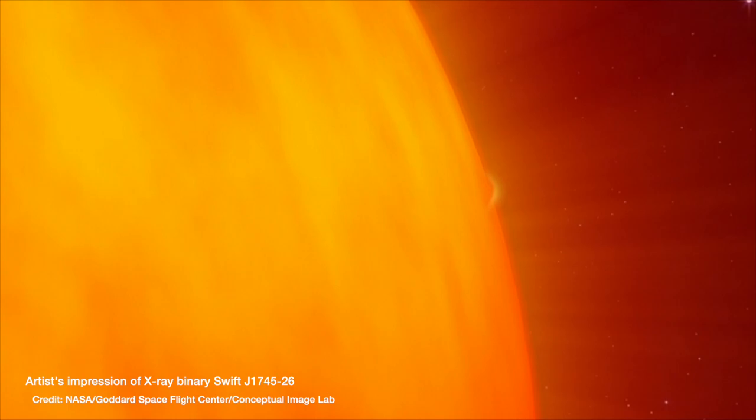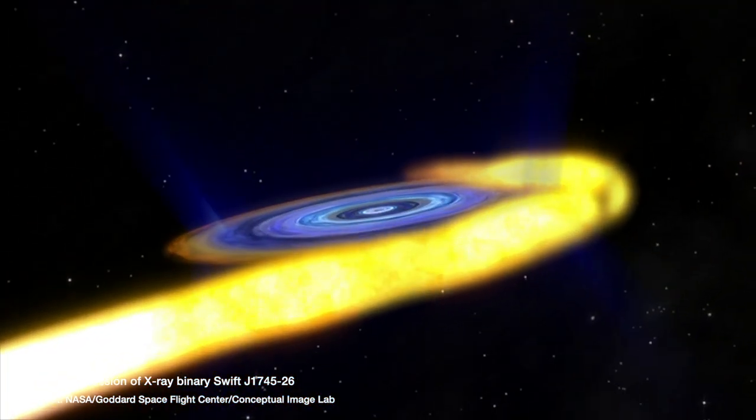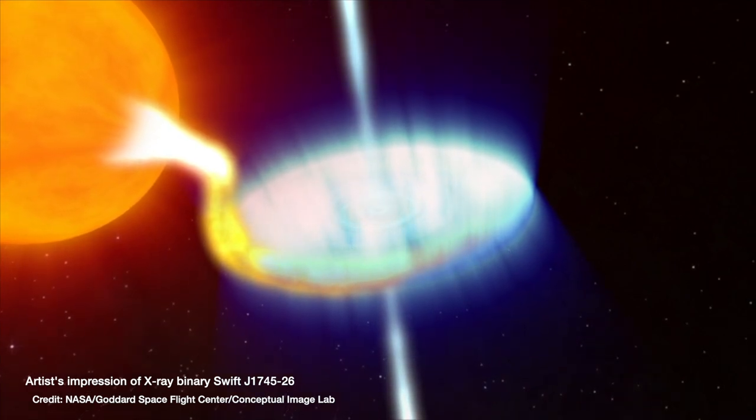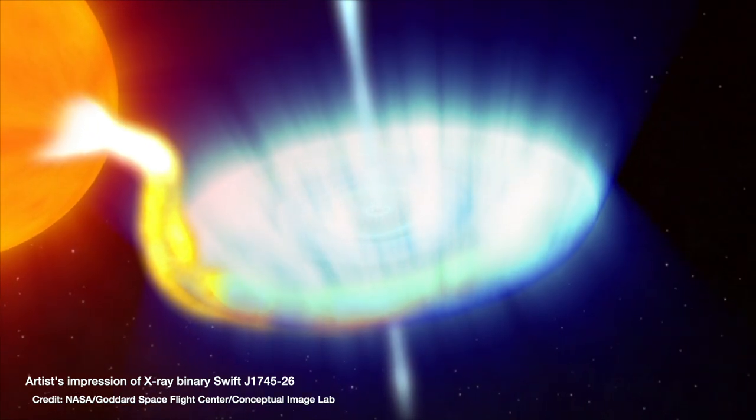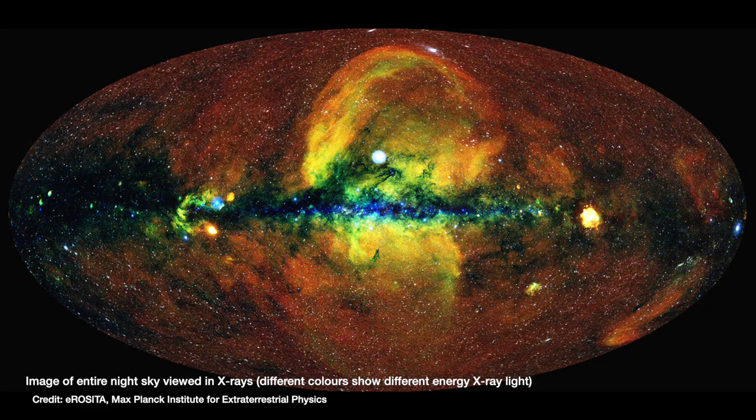For example, if the star that collapsed was in a binary system, i.e. it was orbiting another star, then the black hole can actually start to pull material off the other star. It can feed off it. That material starts to speed up when it spirals around the black hole. It heats up and it starts to glow in X-rays, which we can then detect all over our galaxy, the Milky Way.